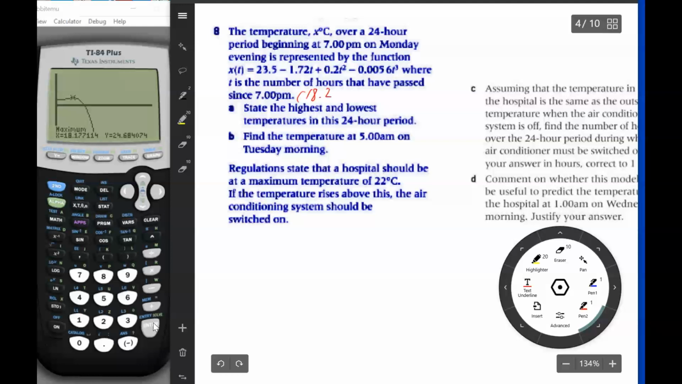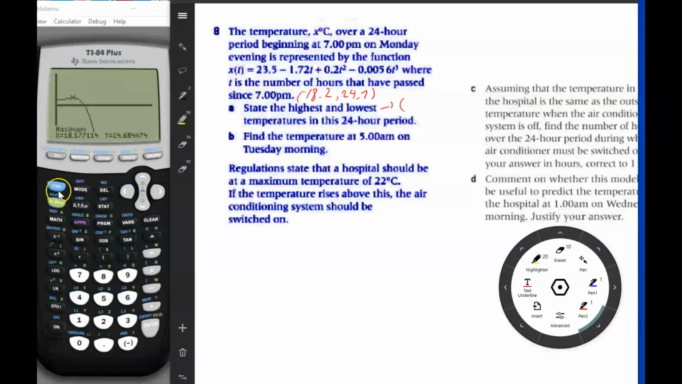That's the time. So 18 hours after 7 p.m. is when it reached the highest temperature, and the temperature happened to be 24.7 degrees. Okay, that's the highest. And then the lowest looks like it was very close to time equals 0.